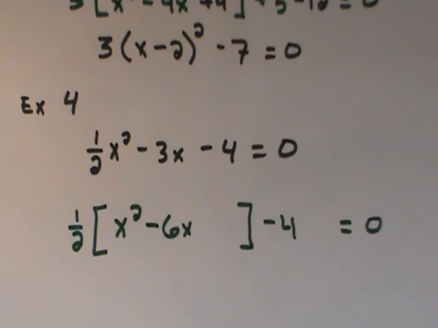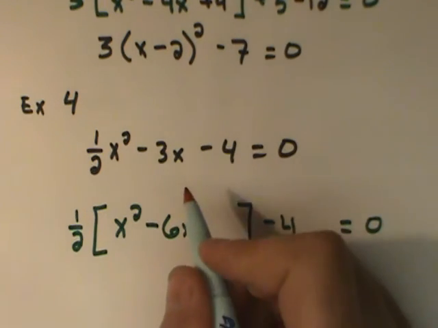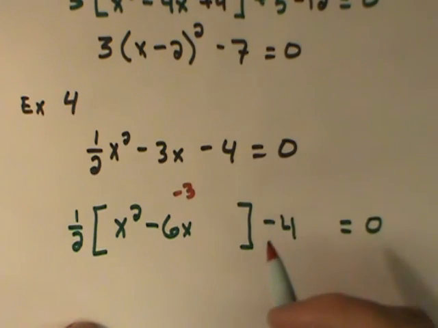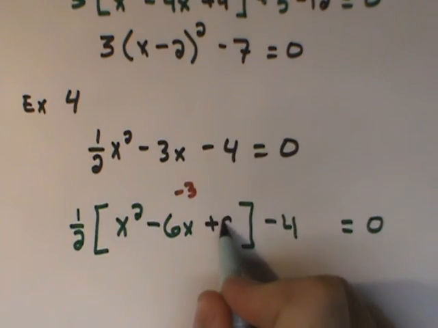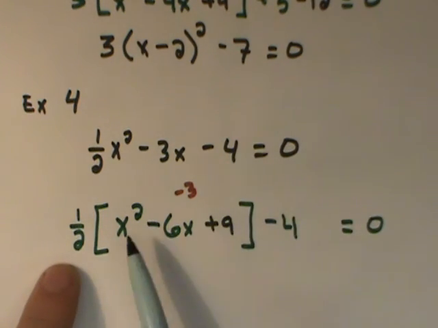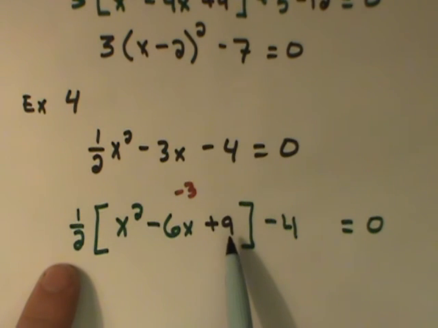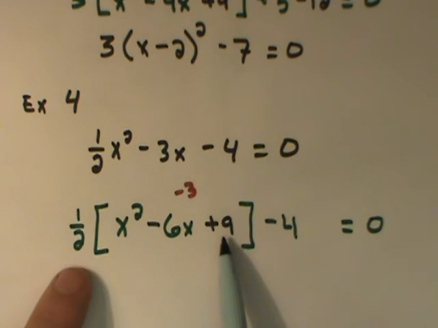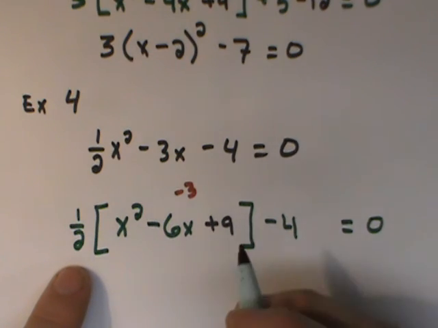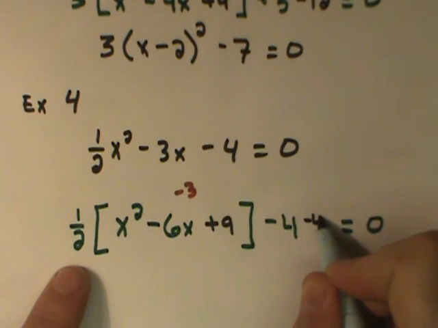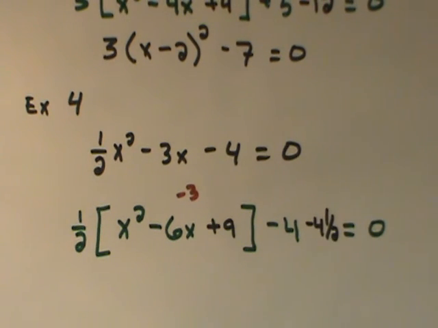And we want to complete our square. So we look at this middle term. We cut it in half, which is negative 3. I square it, which would be positive 9. So I'll put a plus 9 right here. And I have to ask myself, did I really add 9 to the problem? In this case, no. I really only added 4.5. Because half of 9 is 4.5. So when I add 4.5, I have to subtract 4.5 to balance it out.